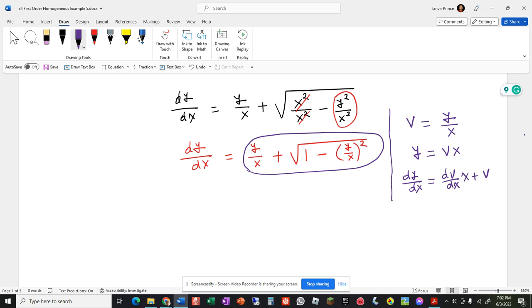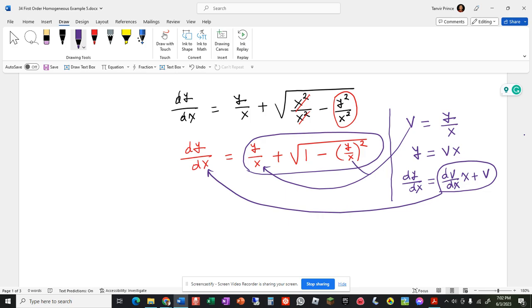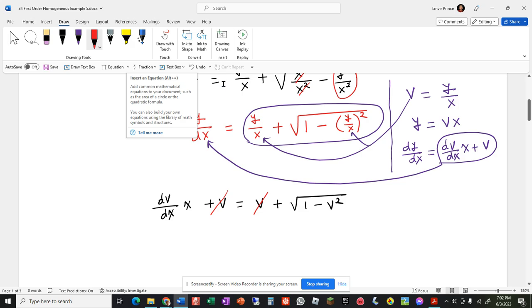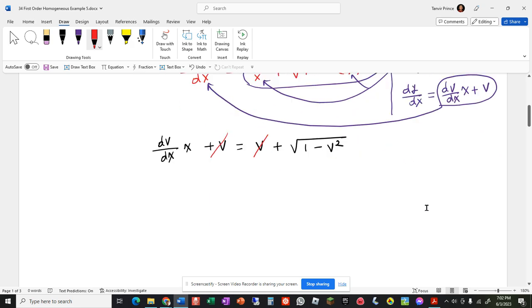So let's do the substitution. In place of dy/dx, I substitute this, and in place of y over x, I substitute v. So I end up with dv/dx times x plus v equals, and in place of y over x, I write v plus the square root of 1 minus v squared. I cancel out v from both sides. Makes life easy. In general, life is not that easy, but in this particular example, it is easy.